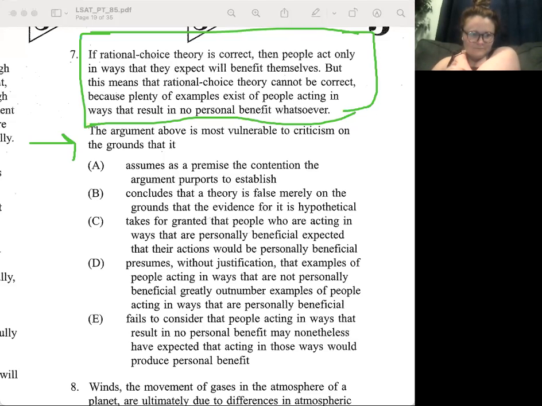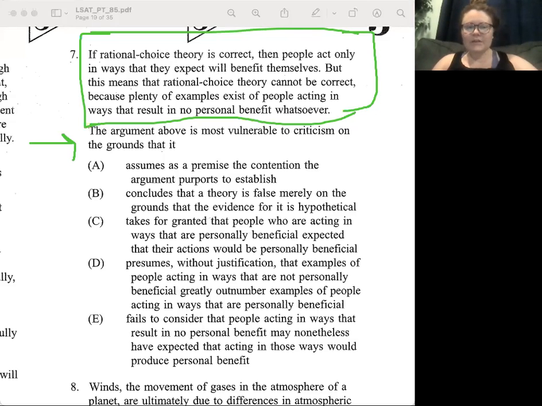If rational choice theory is correct, then people act only in ways that they expect will benefit themselves. But this means that rational choice theory cannot be correct, because plenty of examples exist of people acting in ways that result in no personal benefit whatsoever.